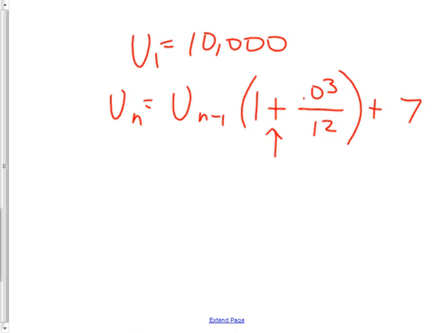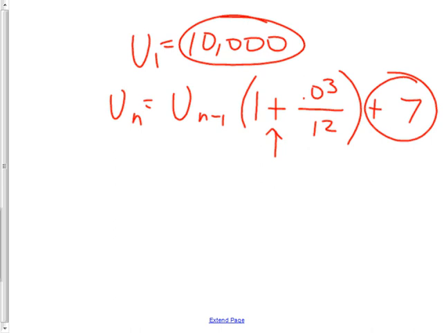Okay, the only difference here is this is called a shifted geometric, because it's shifted by 7. This would be like a $10,000 investment in the stock market, growing at 3%, which you actually would have understood before. But this part is compounded monthly and growing by $7 a month. You're putting $7 a month into this account to make it grow more. So you're not ready for that yet.